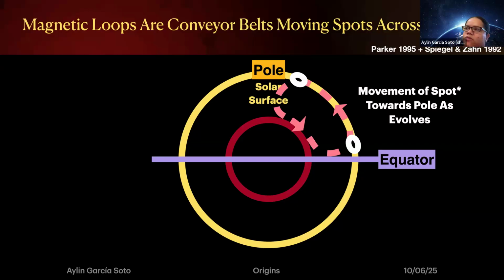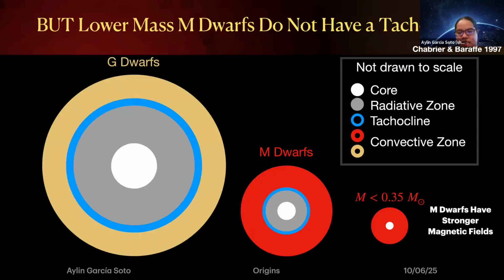So what is the dynamo for M dwarfs? Well, the thought is that because some M dwarfs actually look like a miniature sized sun, it might be that for that. However, some M dwarfs don't have a radiative zone. They're fully convective. And so they're also still very magnetically active. So what is the explanation for that? And so that might mean that the tachocline is not that important.